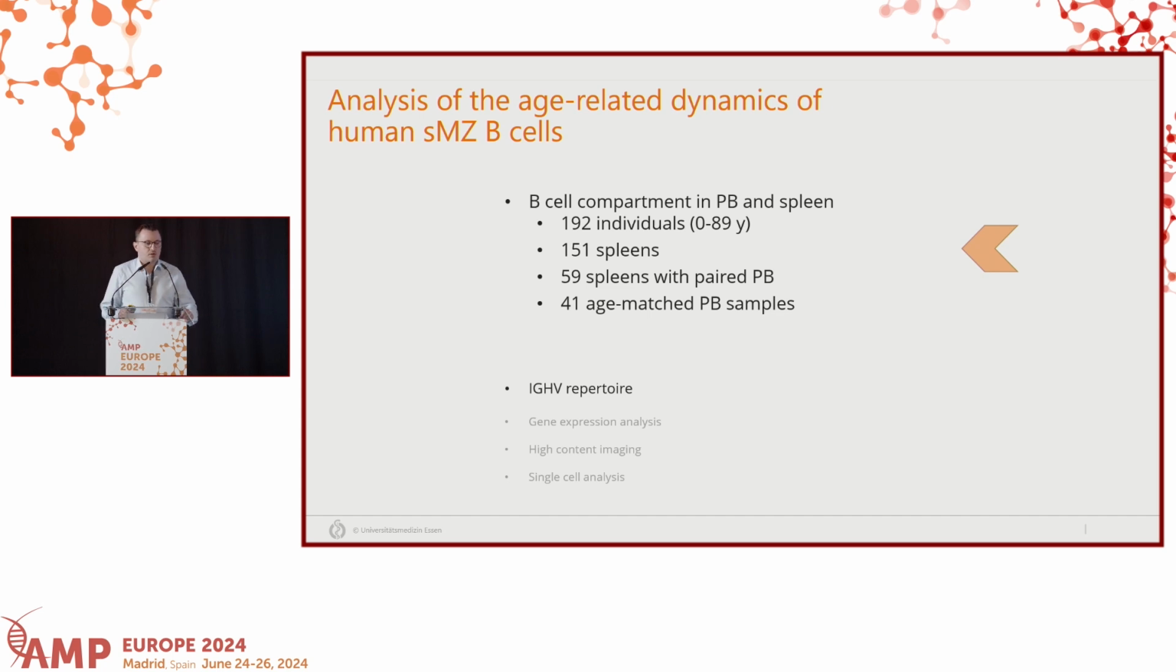First of all, a bit of data regarding our cohort. So in total, we analyzed over 190 individuals. Among these were 150 spleens. A large fraction of them were also analyzed in parallel with paired peripheral blood from the same individual. And this cohort was complemented by 40 age and gender matched peripheral blood samples.